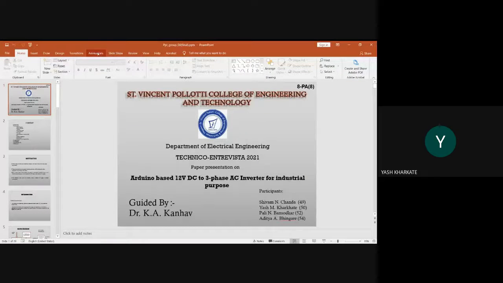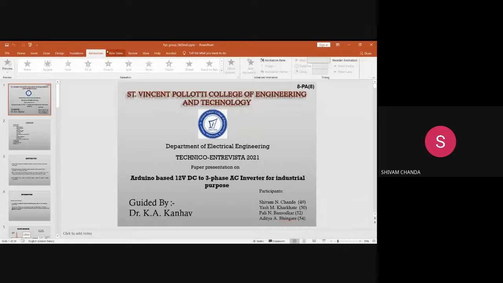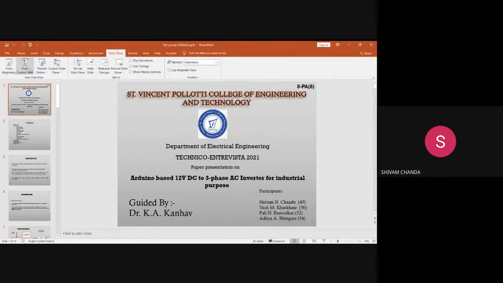Next group: Shivam, Yash, Aditya, Pali. Present your screen, Shivam. Just a second, sir. Sajal, please be ready. Tell Akanksha and Pranay to join. Sir, is the screen visible? Yes, it is visible and you are audible. Okay, sir.